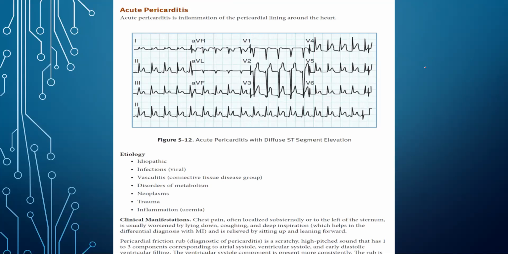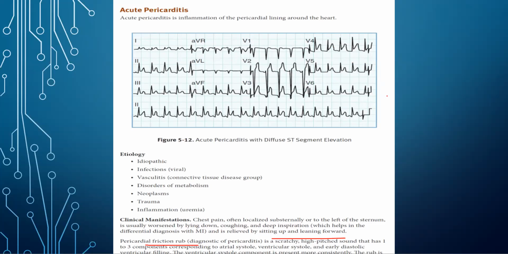So a patient with pericarditis will present to you with a sudden onset of chest pain, retrosternally or on the left side of the chest, which gets worse with lying down or taking a deep breath in. It gets better with sitting up and leaning forward. You can get a characteristic pericardial friction rub when you auscultate this patient. And the diagnosis is usually done by ECG and echocardiogram.